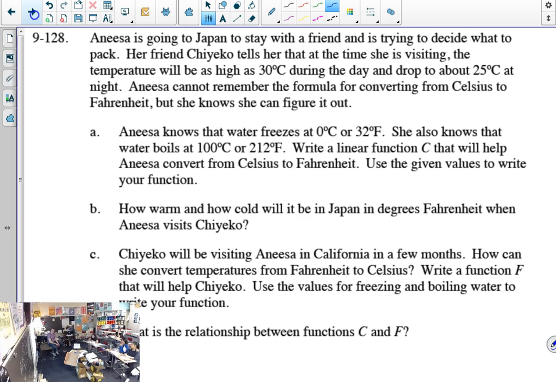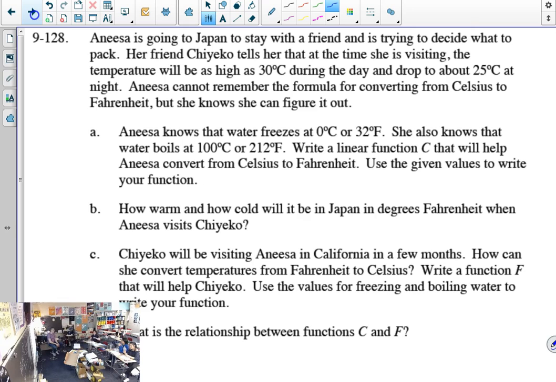Her friend tells her it's going to be as high as 30 and as low as 25. And first, Anissa is like, get the parka. And she realizes, wait, that's Celsius. So it's not like it's going to be below freezing the whole time. It's the rest of the world, not America.